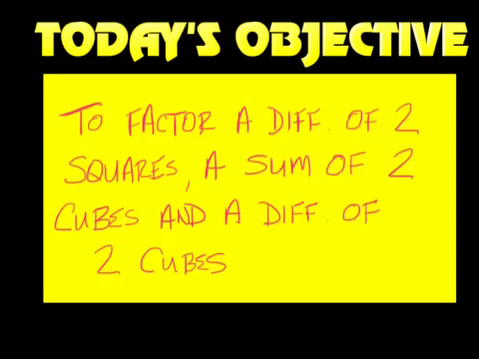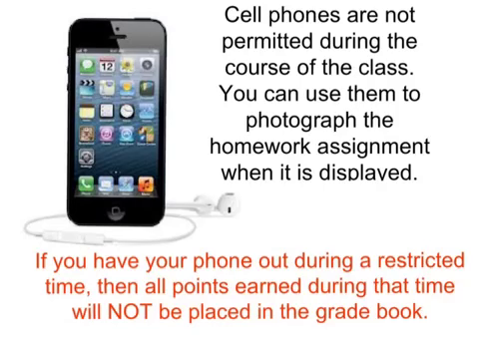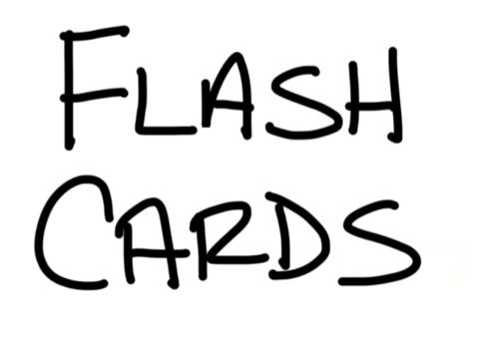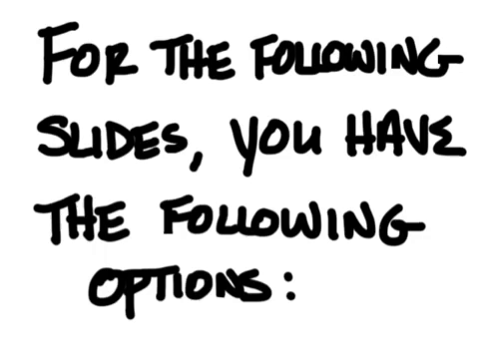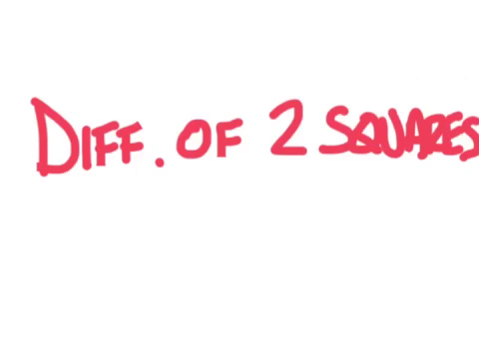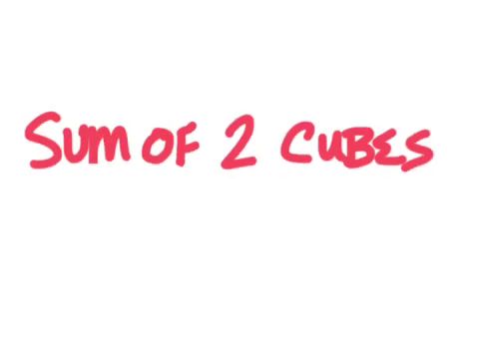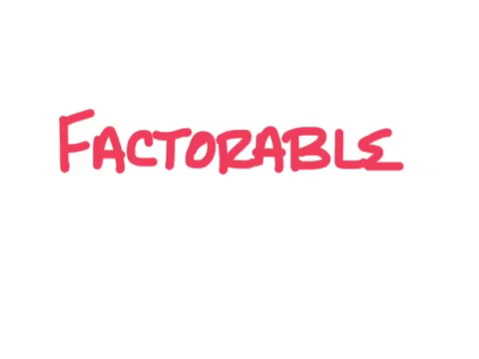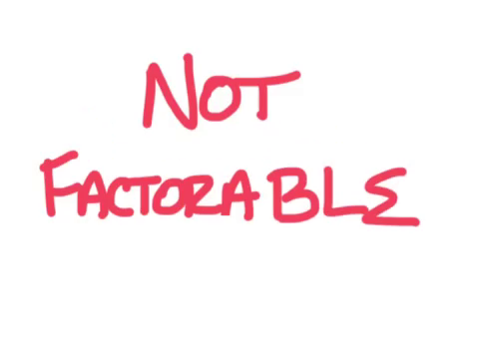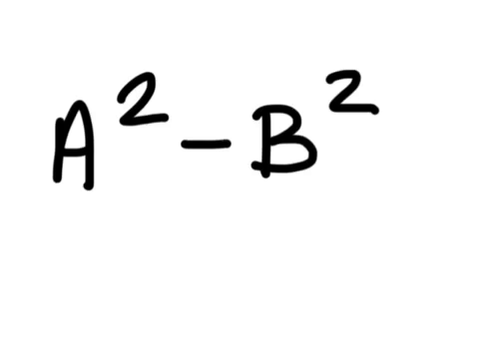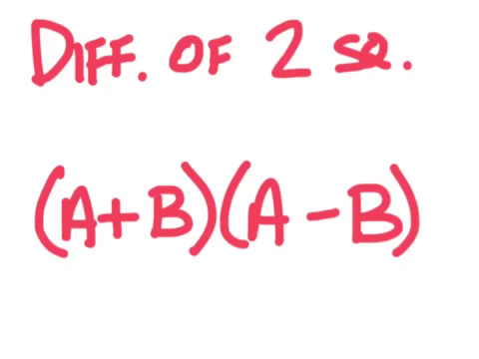Today, to factor a difference of two squares, a sum of two cubes, and a difference of two cubes. Flashcards. For the following slides, you have the following options: a difference of two squares, difference of two cubes, sum of two cubes, factorable, not factorable. On the first one here, what is this one? Difference of two squares, and there is the work that goes with it.